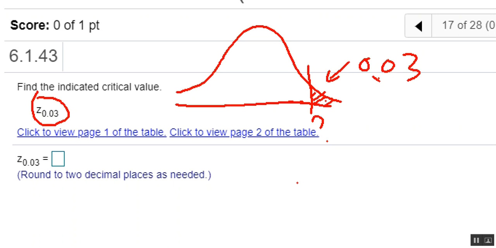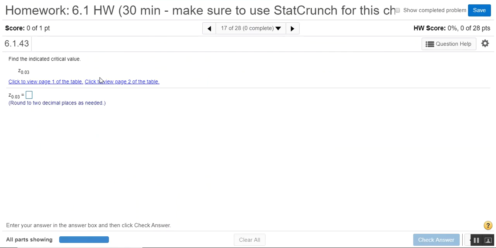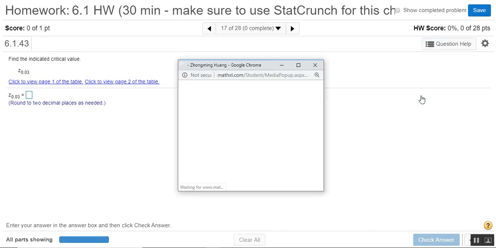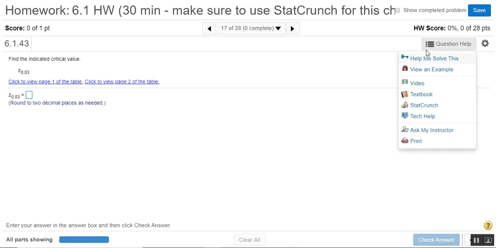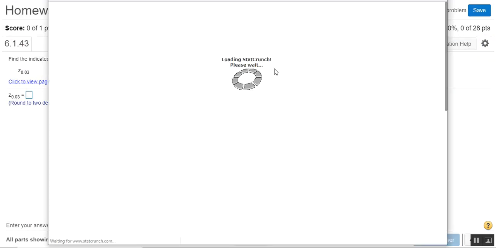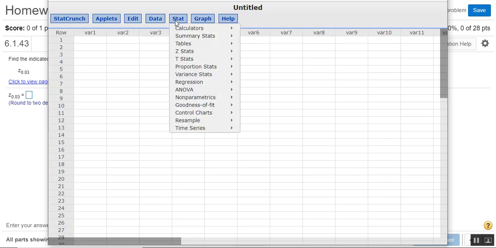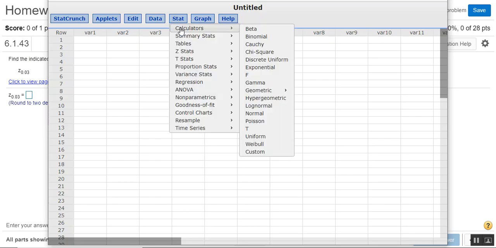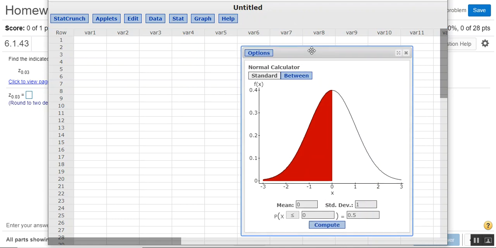There are different ways to do that. One way is to use the table. The other way is to use StatCrunch. Oops, I'm going to open my StatCrunch. In StatCrunch, because we're dealing with a normal distribution, under the calculator, under stats, I choose calculators, and then I choose normal. And this is standard normal.